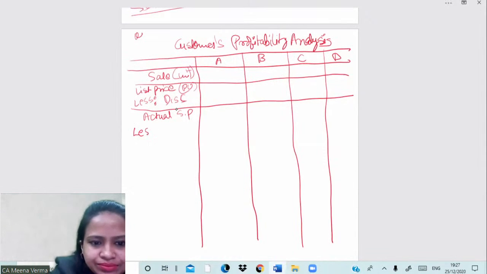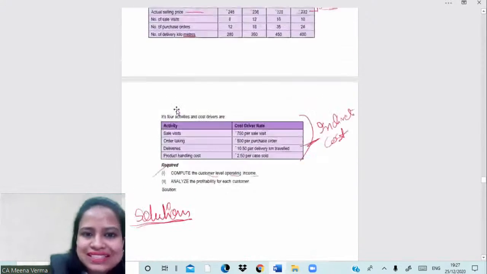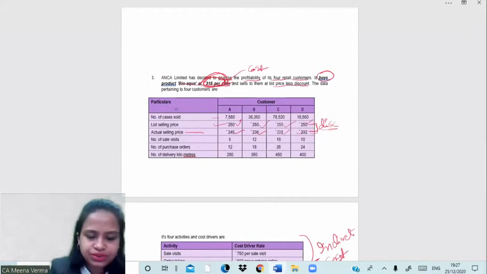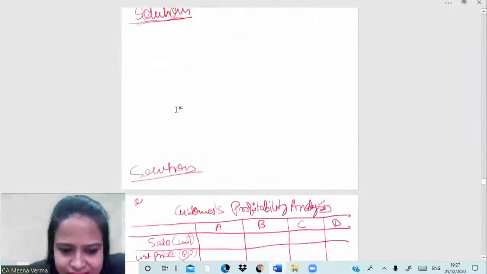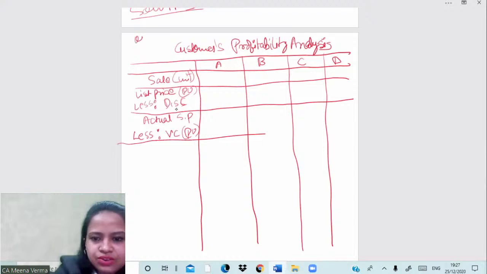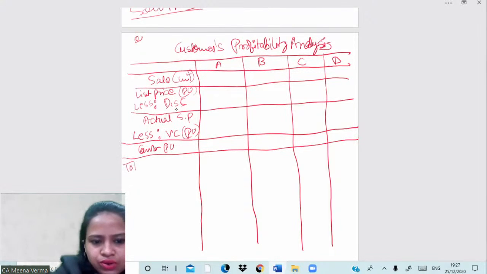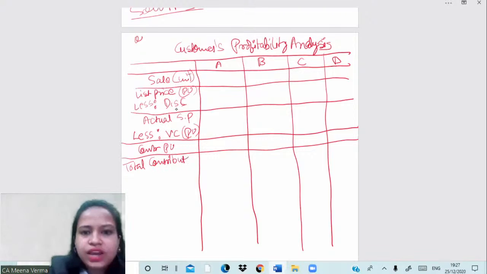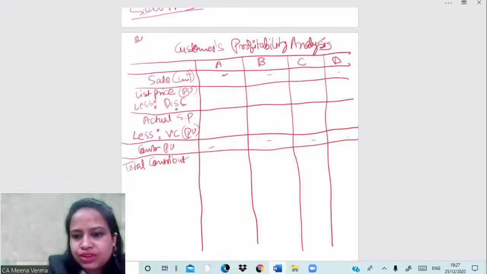Then less the variable cost per unit. What is the variable cost per unit? It is given here: this 218 per unit is the variable cost per unit, which we will consider here. Consider that and you will get the contribution per unit. After that, you can calculate the total contribution. How will you calculate it? Take the number of units they are selling and the contribution per unit, multiply them, and you will get the total contribution.